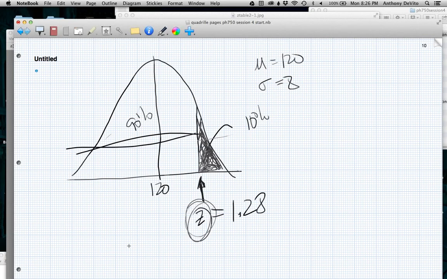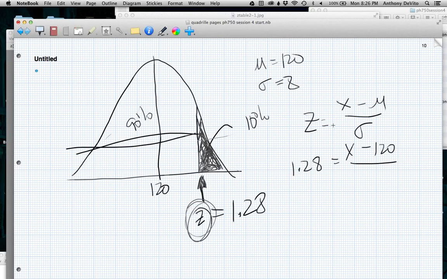So that Z-score for that point is equal to 1.28. Now, how do I convert that back into a real blood pressure? Remember that formula? Z is equal to X minus mu over sigma. We know what Z is now, 1.28. We know what mu is. We know what sigma is. The only unknown there is X.